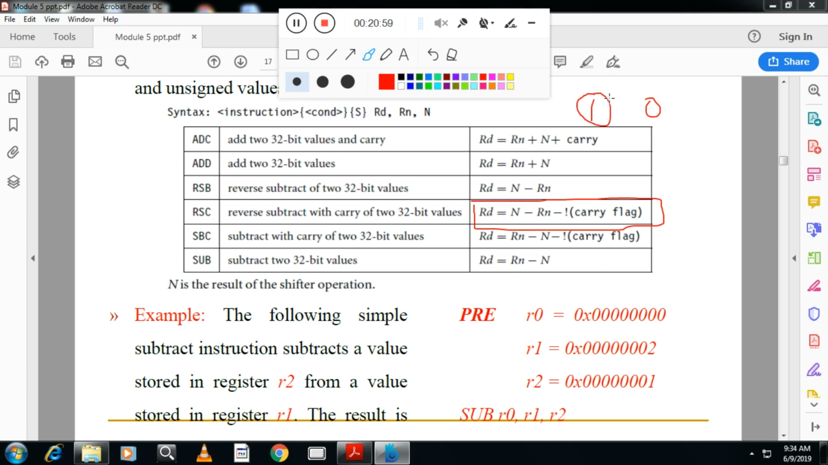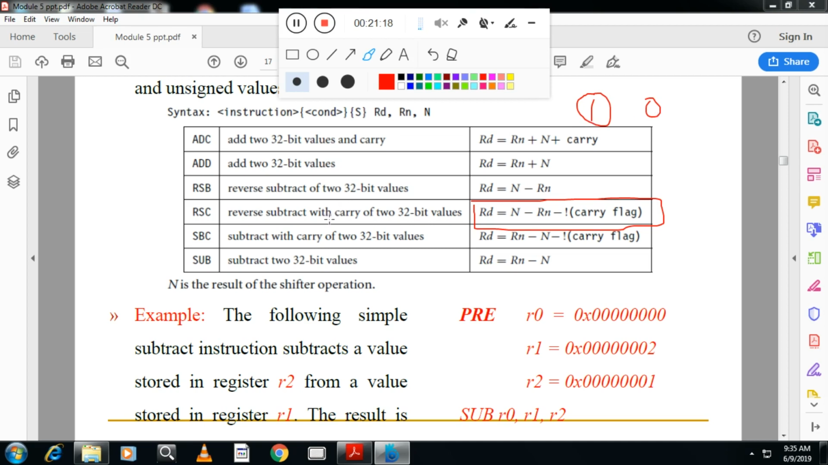But in 8086, when there is a subtraction borrow, carry flag becomes 1. When there is addition, carry is there, carry flag becomes 1. But in ARM, during the subtraction, carry flag becomes 0. Addition, carry flag becomes 1.